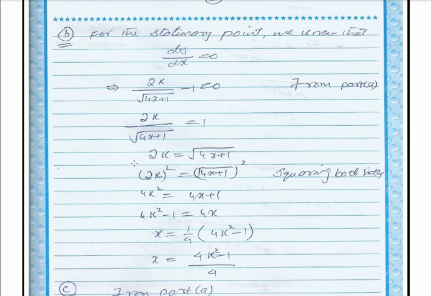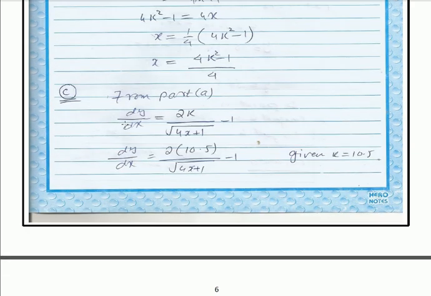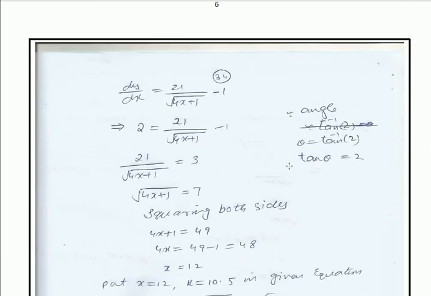So in the solution for part C, from part A, dy over dx is equal to 2k over the square root of 4x plus 1, minus 1. As given in the question statement of part C, k equal to 10.5. By putting the value of k, we get dy over dx equal to 21 over the square root of 4x plus 1, minus 1. As given in the question, theta is equal to tan inverse 2.